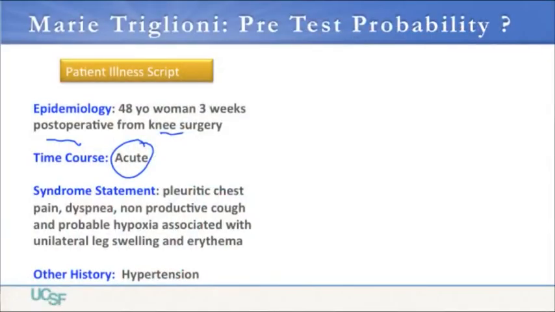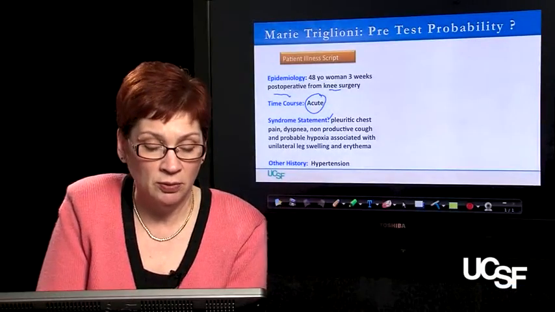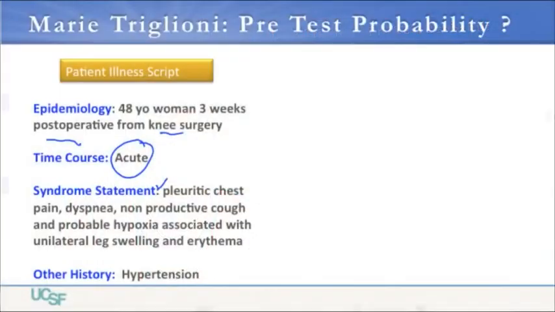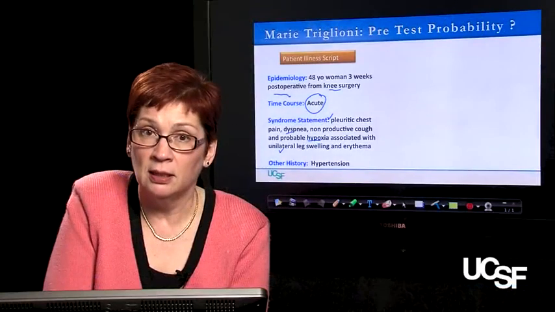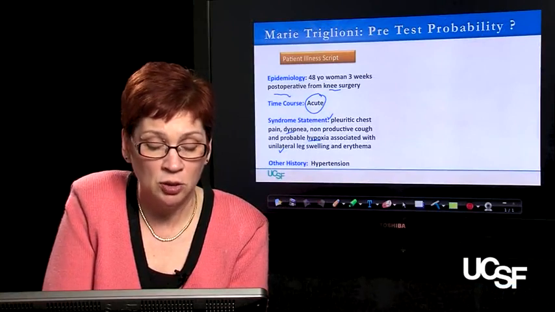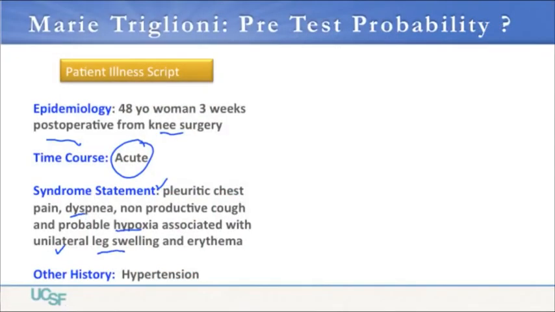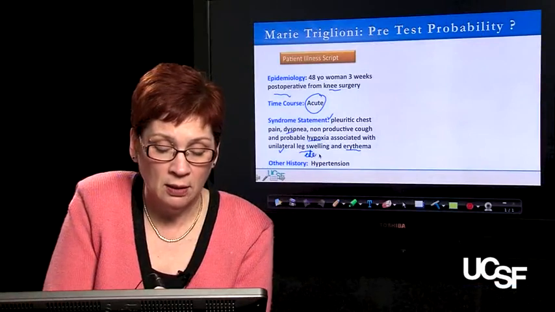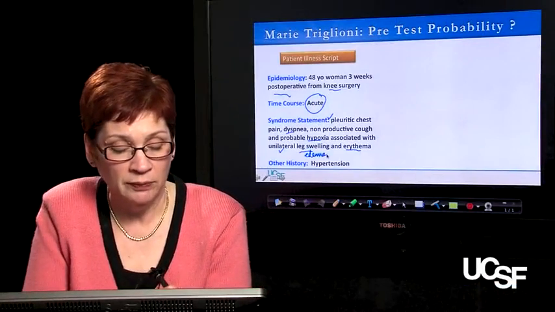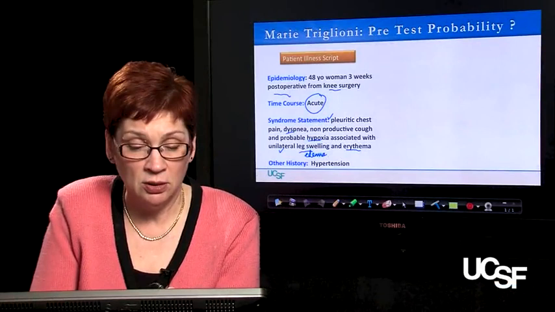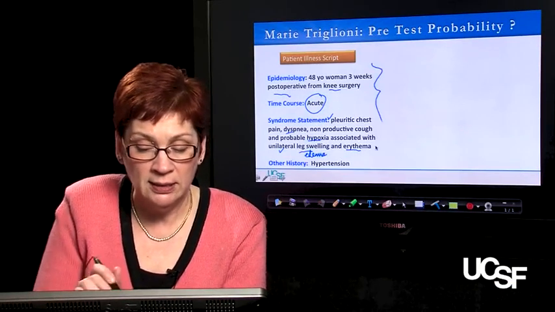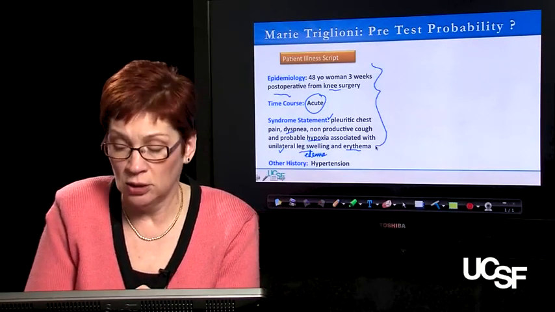Her syndrome statement is pleuritic chest pain. Her pain got worse with increasing breathing. Dyspnea, processed from shortness of breath and breathlessness. Non-productive cough. And probable hypoxia with that pulse ox of 94%. Associated with unilateral, distribution-based processing, leg swelling and erythema, and we could call this edema if we wanted to process a little bit more. And her other past medical history is hypertension.